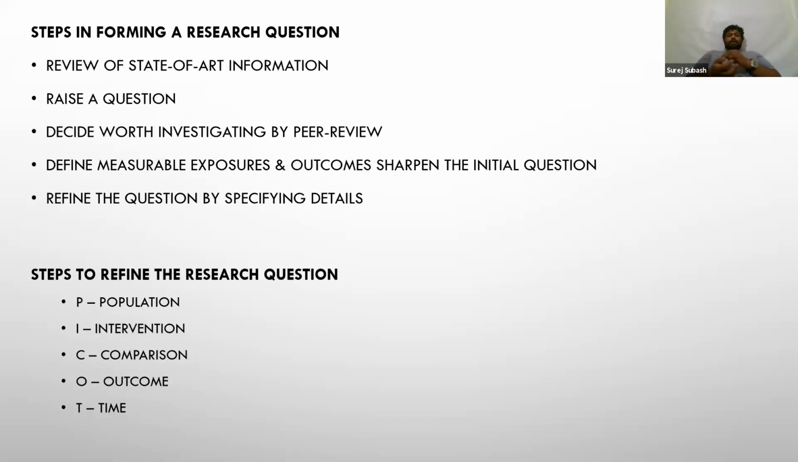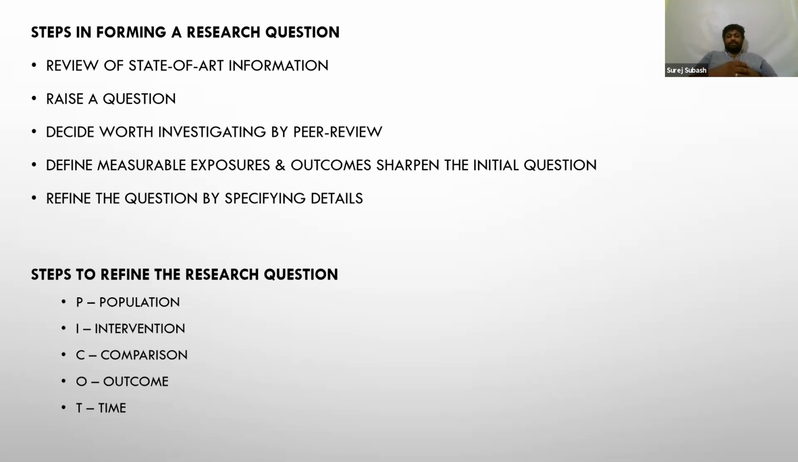Now, steps in forming a research question. The first step is to review the state of the art information. In order to form a question, first you identify a problem, and after identifying a problem, you should have in-depth knowledge about it. For example, exercise reduces blood sugar or body fat. You have to have complete information about exercise, and you should know what is happening with blood sugar or body fat.